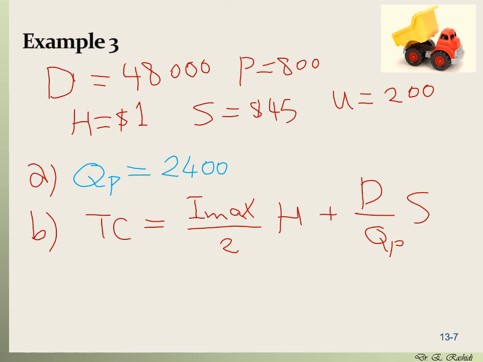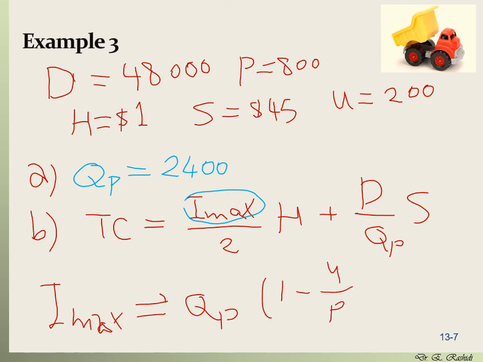So we have everything except for Imax. We need to compute Imax. Let's compute Imax. Imax, according to the formula, is equal to QP multiplied by 1 minus U divided by P. So that's 2400 multiplied by 1 minus 200 divided by 800. And if you do the math, you're going to get Imax equal to 1800.